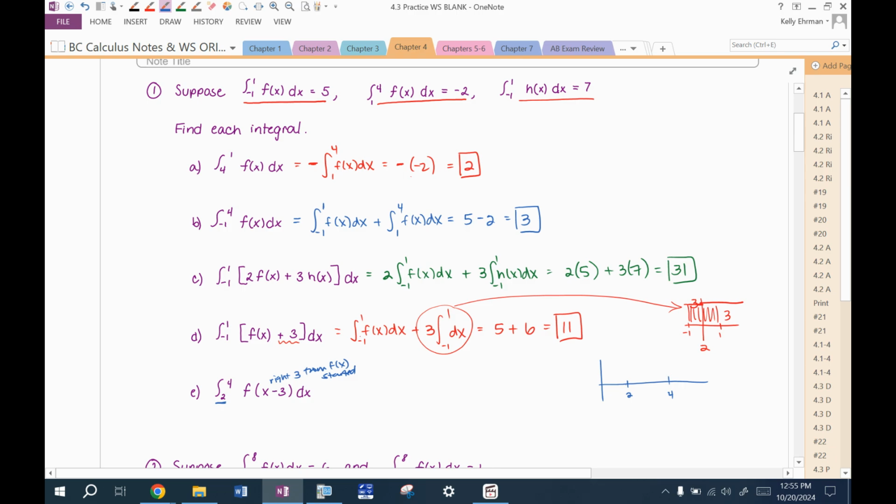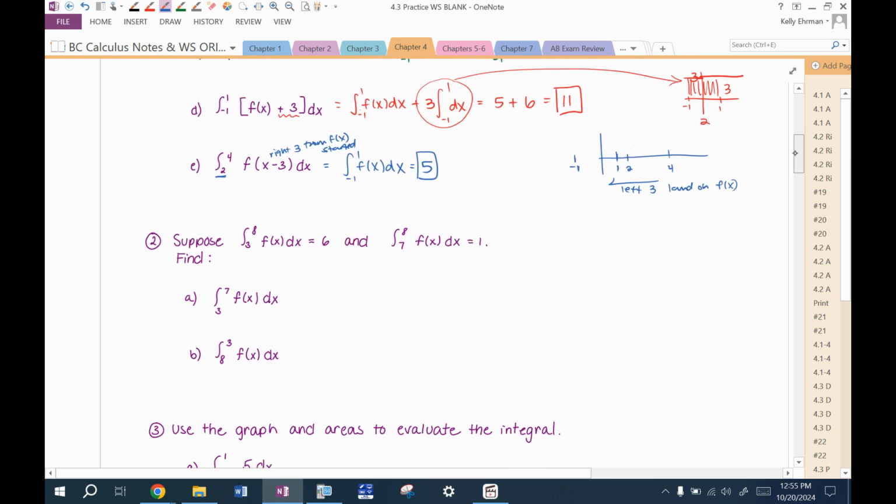So let's go back 3. Let's shift this to the left 3. If we go back left 3, we'll land on f of x. So if I subtract 3 from 2, I'm actually at -1. And if I subtract 3 from 4, I'm actually at 1. So really, this is the integral between -1 and 1 of just f of x dx. So that one's pretty tricky. So you're just getting 5. So whatever shift this was, I had to think about, okay, how do I get back to f of x so that I'm within the bounds that I was originally given? All right, for number 2.